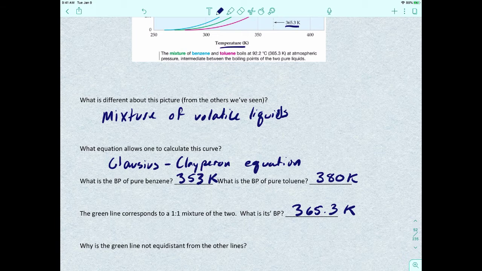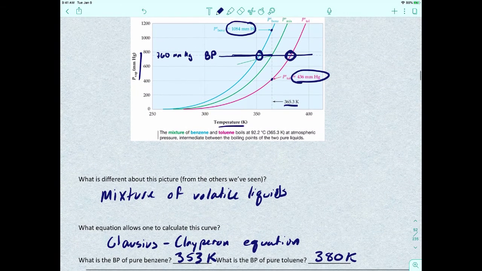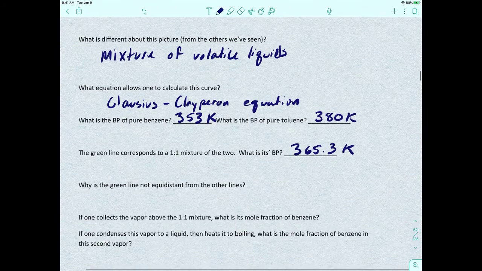Now, why is this green line not equidistant from the two? In the previous picture that we looked at, they were, and that was assuming the temperature is held constant. Here, we can't. So why is the green line not equidistant from the other lines? It's because they're not equal amounts.